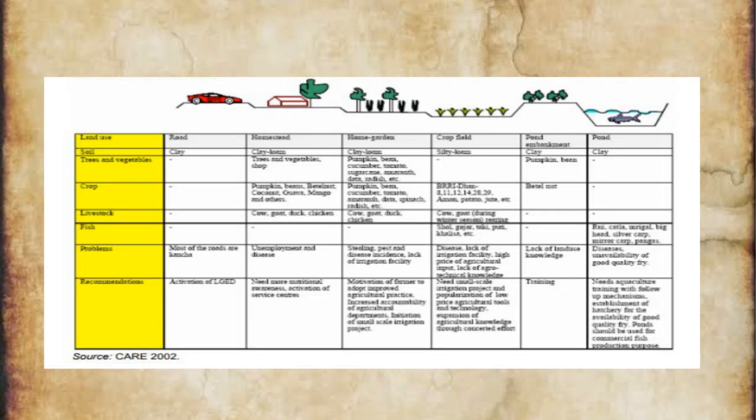This slide doesn't contain enough information. That's why we're moving to the next slide.